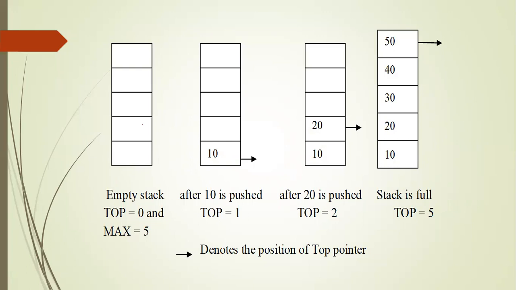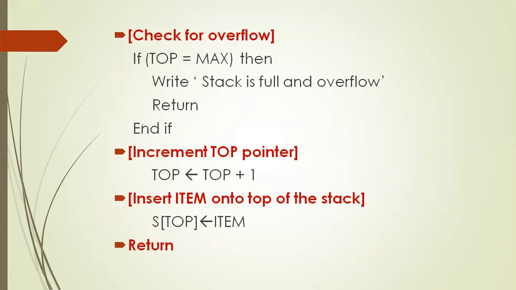First place of S. Then go back again. Now top is how much? You have already added one element, which means top is 1, max equal to 5 only. So the condition top equal to max is not true. Then again increment the top. Top from 1, top equal to top plus 1, means top becomes 2.